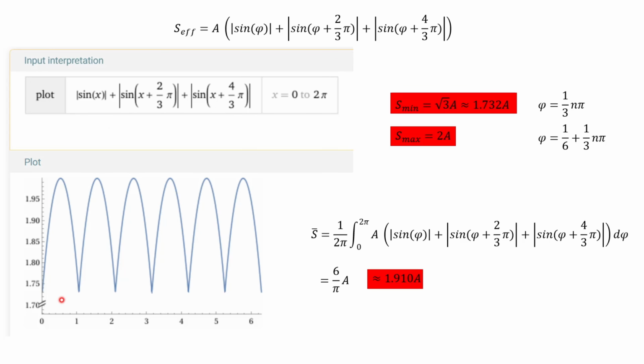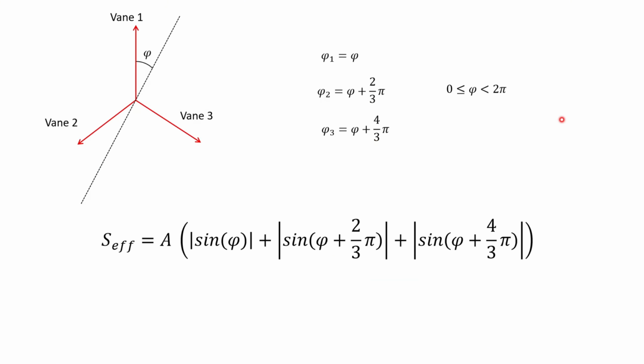Here's what it looks like. As your angle phi increases from 0 to 2 pi, your effective surface area goes up and down and up and down. What is the minimum? The minimum effective surface area is 1.732A. Looks familiar, right? Where does it occur? 0 degrees, 60 degrees, 120, etc. Why is that? 0 degrees would be if your arrow goes tail high. As we showed before, only the orthogonal components of vane 2 and vane 3 are contributing. Vane 1 is doing nothing.